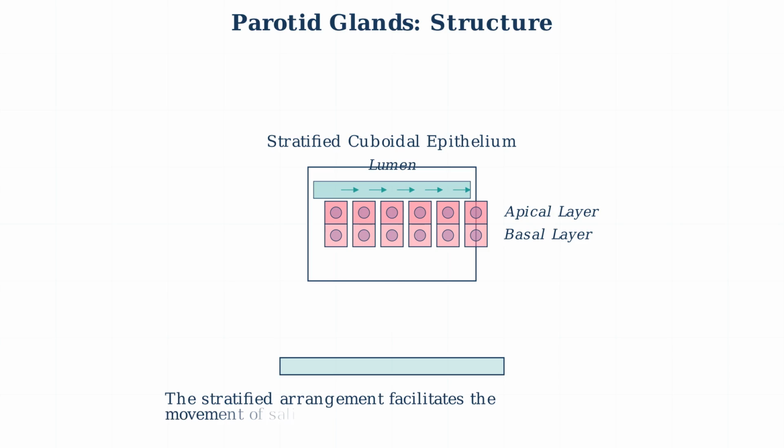These specialized epithelial cells are arranged to facilitate the movement of saliva from the secretory units through the ducts and ultimately to the oral cavity.